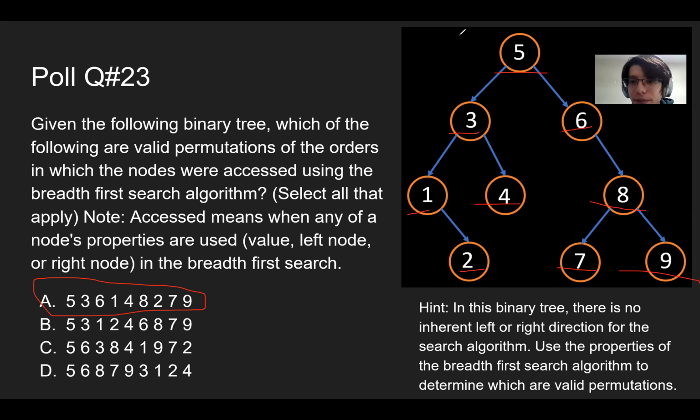Alternatively, we can prioritize going right instead of going left. Because with level order traversal, right versus left doesn't really matter, since we're only at the level we're at. So instead we can go 5 and then 6, 3, 8, 4, 1, 9, 7, 2. That's valid. So our answers would be A and C.